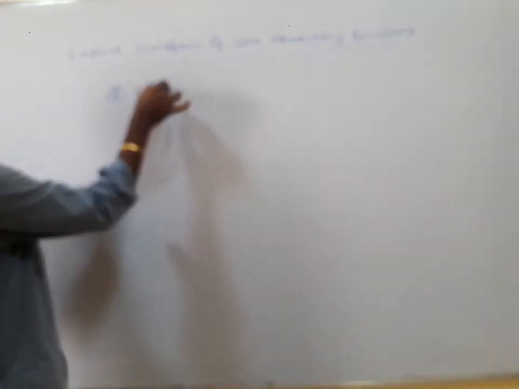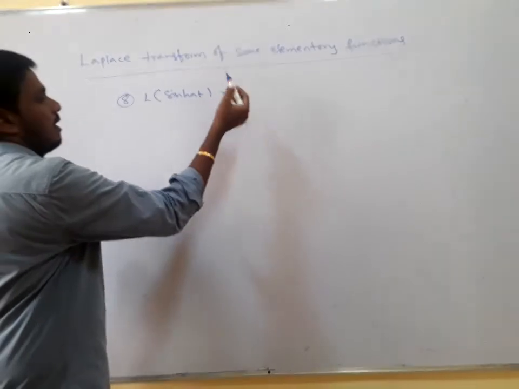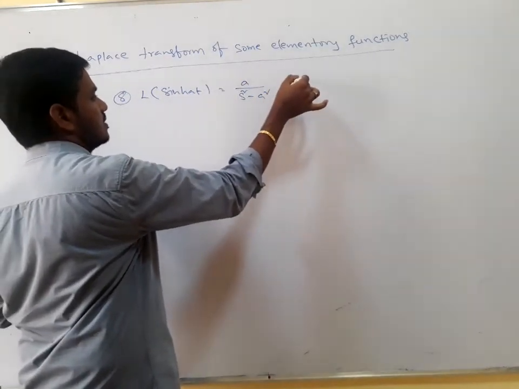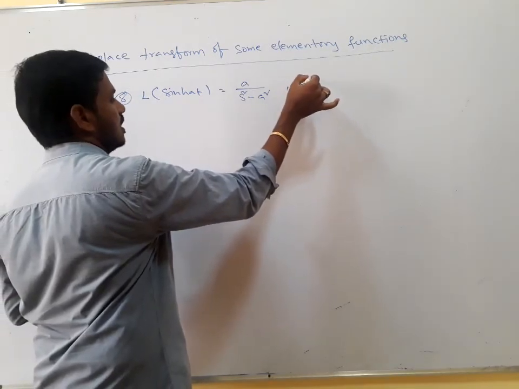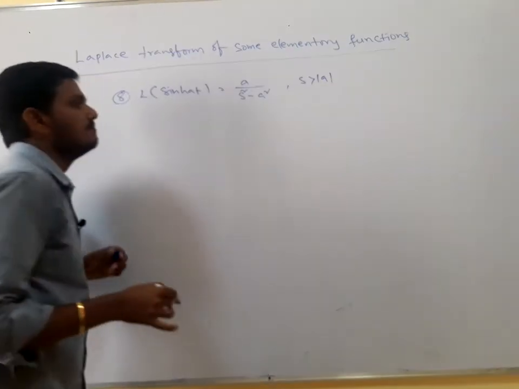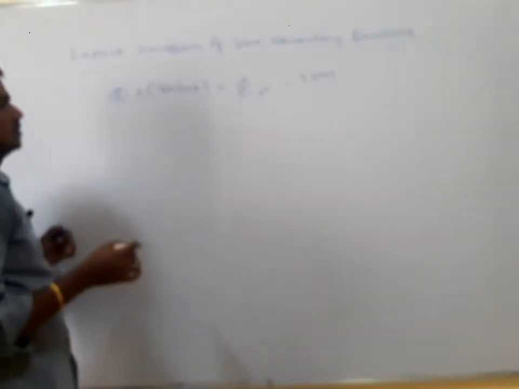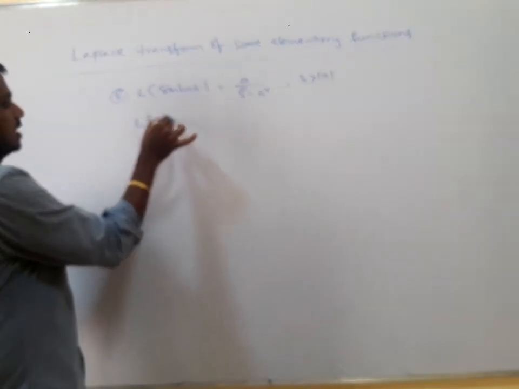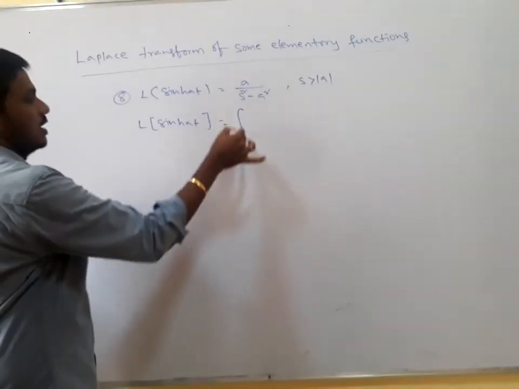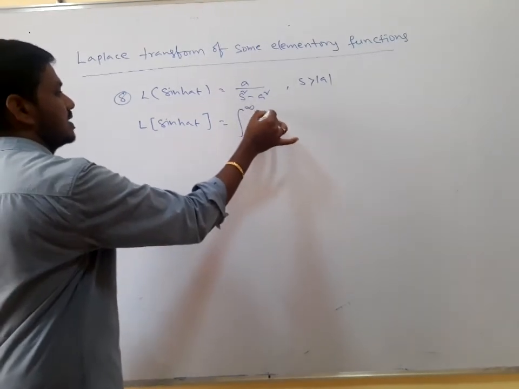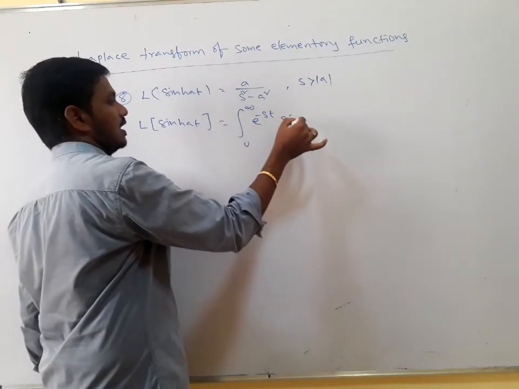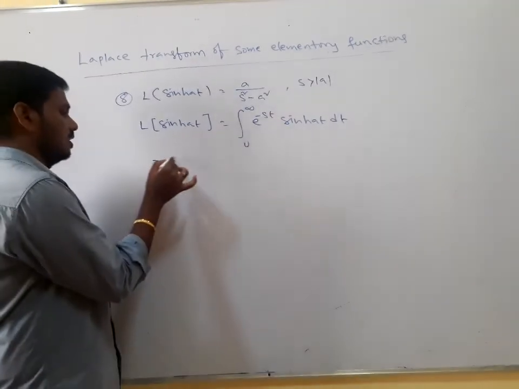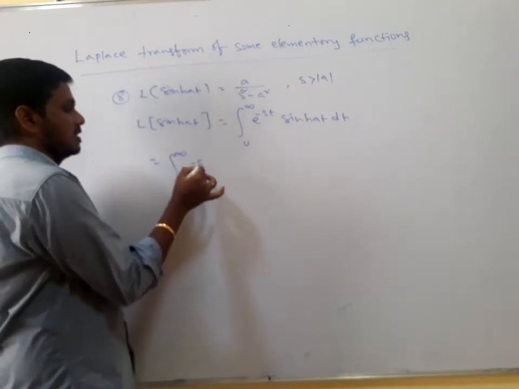Laplace transform of sinh at is equal to a divided by s square minus a square, where s is greater than mod a. From the definition, the Laplace transform of sinh at is the integral from 0 to infinity of e to the power of minus st times f of t, which is sinh at, dt.